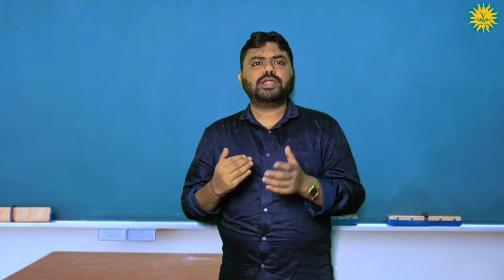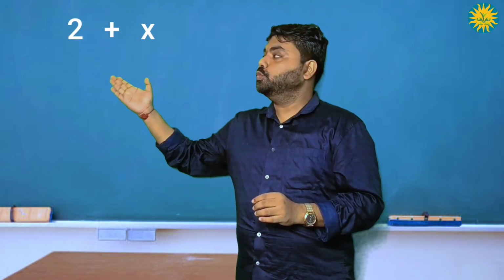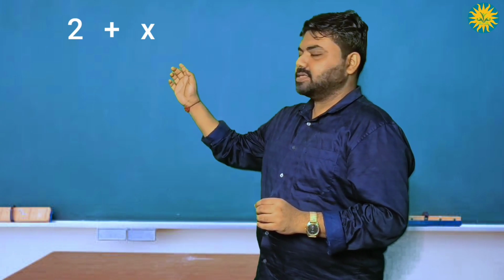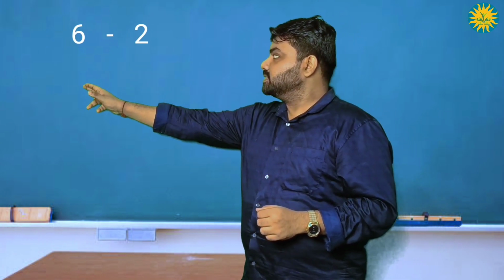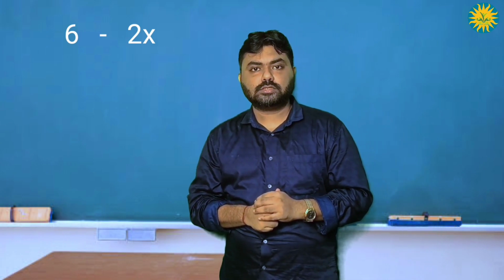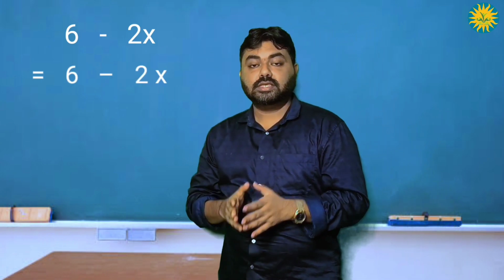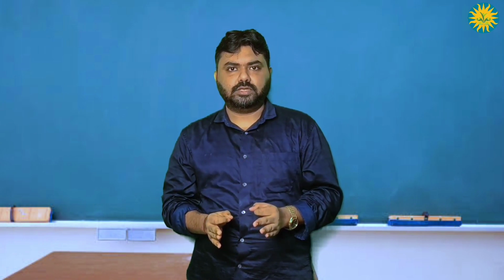Suppose we say 2 plus x. What will be the value of this 2 plus x? It will remain as 2 plus x. It will not change. That is, 2 plus x will be 2 plus x. Now, if we say 6 minus 2x, what will be the value of 6 minus 2x? The value of 6 minus 2x will be 6 minus 2x. That is, we cannot add or subtract a number with an alphabet. We can multiply or we can even divide.